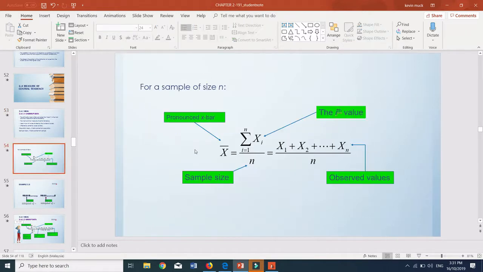So for the ungrouped data, this is the symbol for the mean, pronounced x bar. This is the sample size. Let's say you have 5 samples, so n is 5, and then xi means you sum up the 5 numbers and then you divide by 5. For example, x1, x2, up to x5, and then divide by 5. Let's move to the examples.